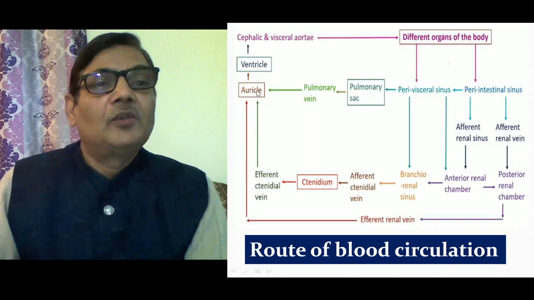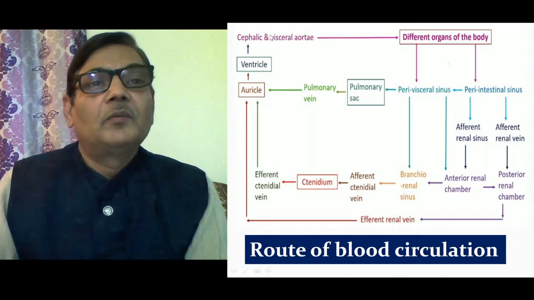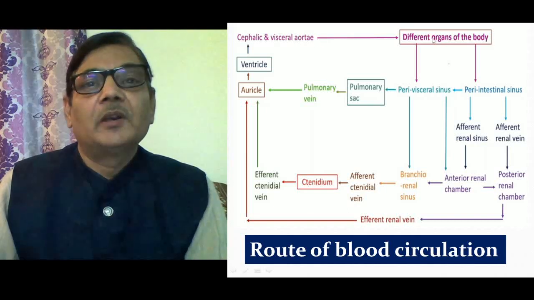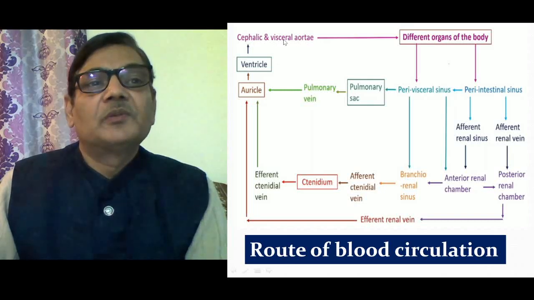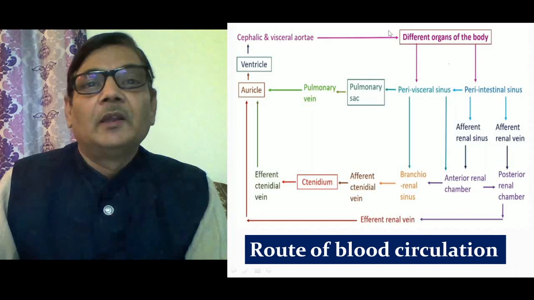Then this auricle, when it contracts, the blood gets pumped to the ventricle, and when ventricle contracts, then the blood will be going into cephalic and visceral aorta. So these are two major aorta. Now from these aorta, the blood will be supplied to different parts of the body. So every part of the animal's body will receive blood from the arteries, which are branches of cephalic and visceral aorta. Then the blood gets collected mainly in these two sinuses, that is perivisceral sinus and periintestinal sinus.